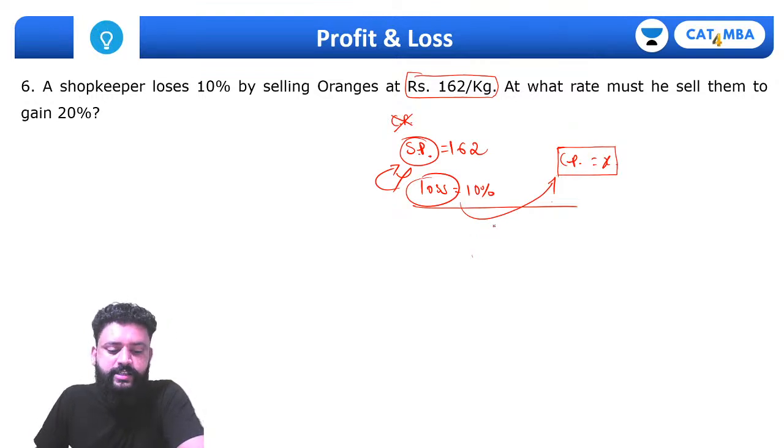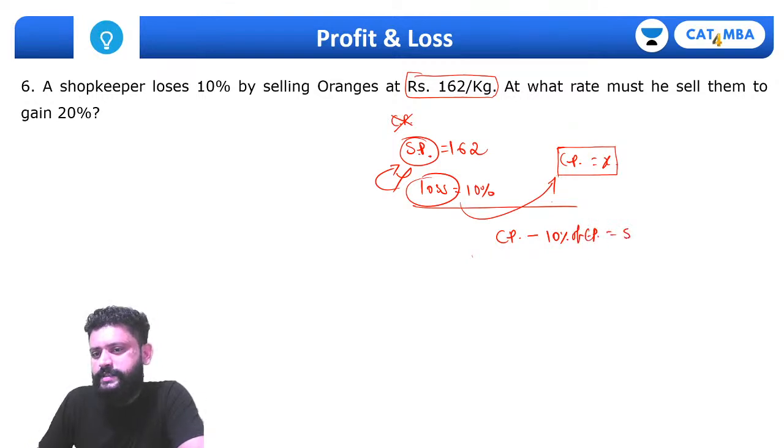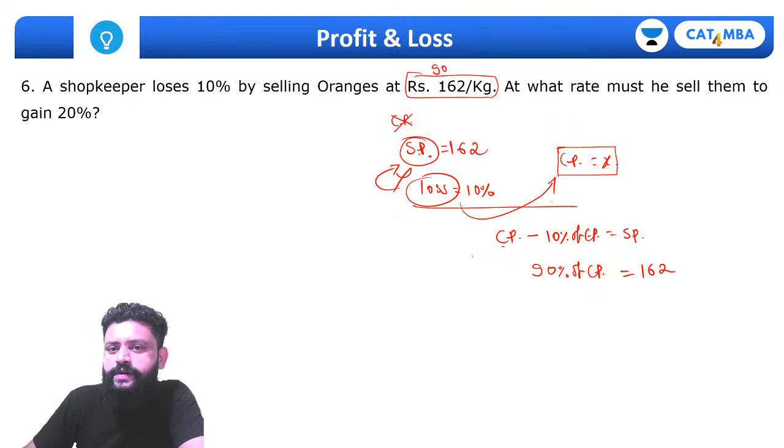No, it's not 160, Shivam. Let me explain what exactly it is. Cost price is X. So cost price minus 10% of cost price must be the selling price. Am I right? If you subtract 10%, this is 90% of cost price. So this 162 is just 90% of cost price because there was a loss of 10%.